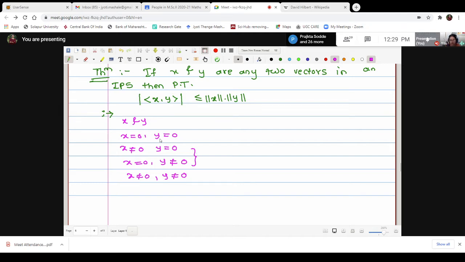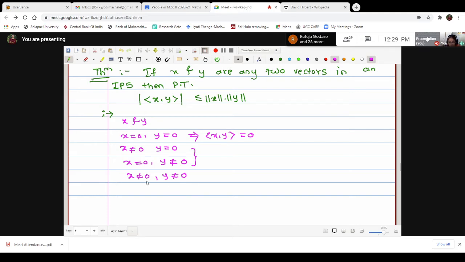One possibility is if both are 0. If both are 0, what is the value again? Inner product xy is equal to 0. If inner product xy is equal to 0, if I put the value here, left hand side is 0, but we know that norm is always greater than or equal to 0. Therefore, there is no point to prove the first one, rather this case is obviously true.